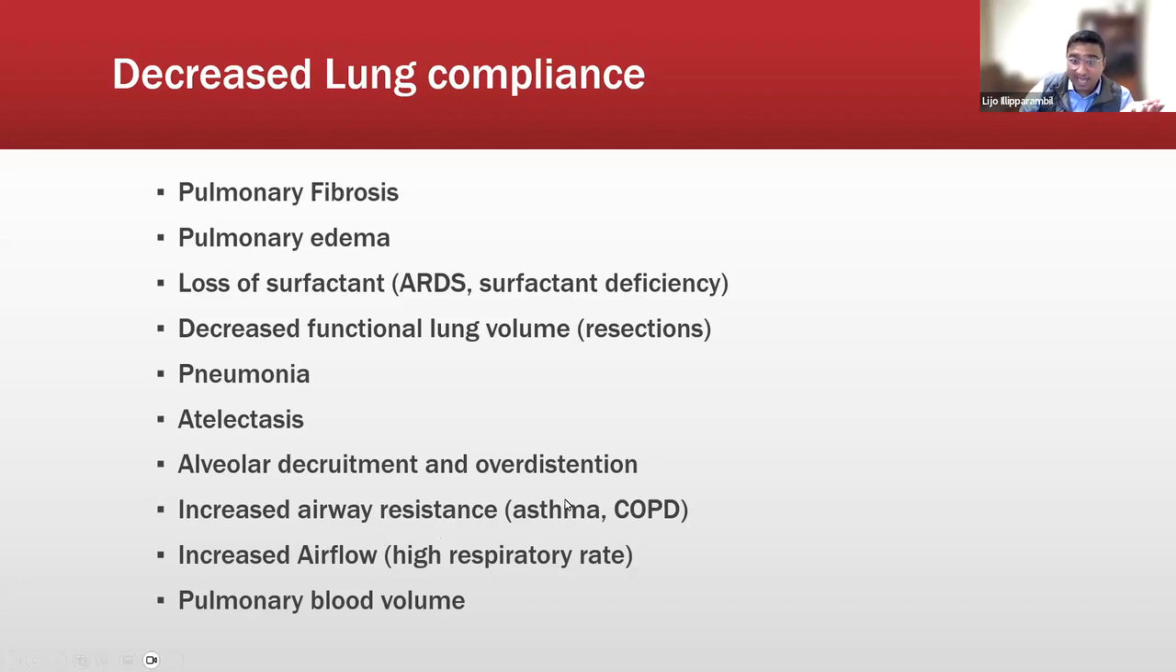Increased airway resistance, so asthma and COPD, can decrease your lung compliance, mostly because it's harder to get the air out, right? So you can get air trapping, which can actually make your lung full and kind of stiff, even though the tissue itself may be compliant. Increased airflow, high respiratory rates, can actually decrease your compliance. This also fits with that air trapping component. However, there are also changes in how resistance occurs with increased airflow and increased pulmonary blood volume. So if your lungs are congested, heavy, full of blood from congestive heart failure or something like that, they can actually become less compliant.